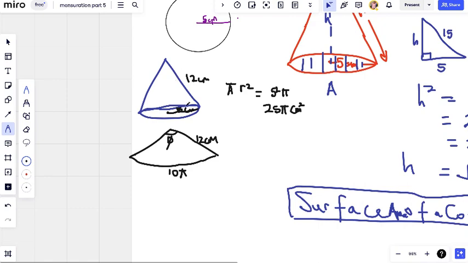Okay, so the radius of the sector is equivalent to the slant height. We already established that. The radius of this sector is always the slant height of the cone, right?